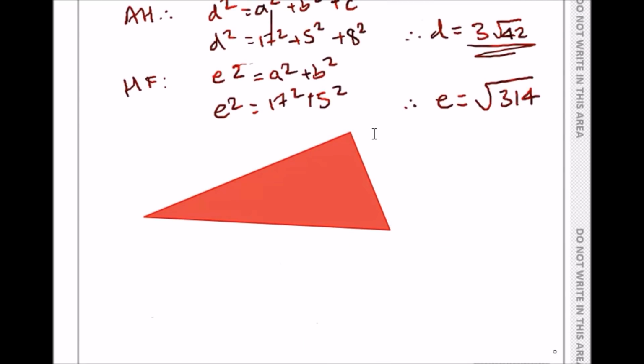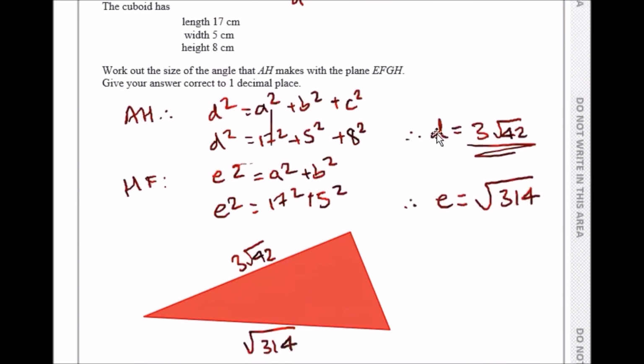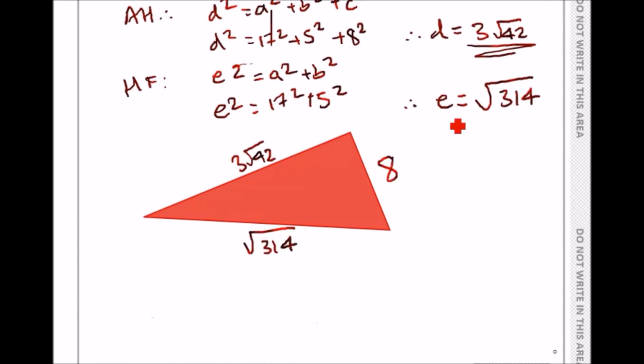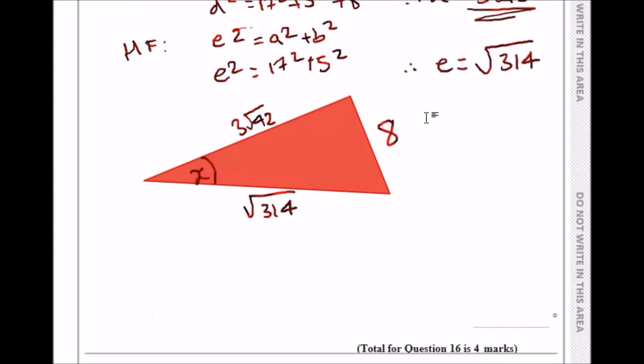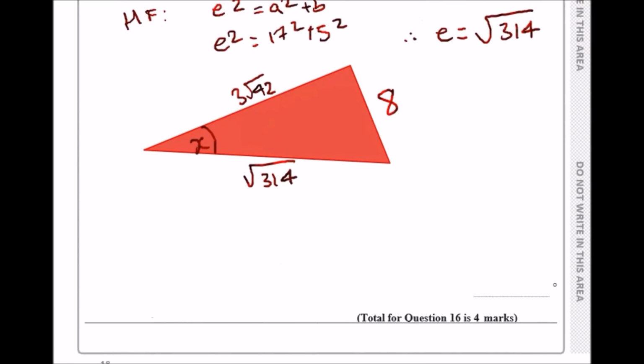So we're going to have, let me take off this to ink the shape, the length of D, which is 3 root 42, the length of E, which is root 314, and this length here, the height, which is 8. And then we're going to find the angle between them, which is, let's call it X. So here again we must use the cosine rule. Okay, let's have a go.